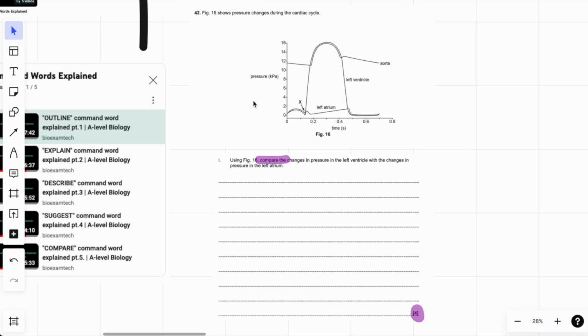There are so many versions of answers that I've seen from students. Some students get it right, some students get it wrong, and some students don't know what on earth to write. This is why you need to know your exam command words. What is compare? Compare does not mean explain, right? This is what people fall into the trap of.